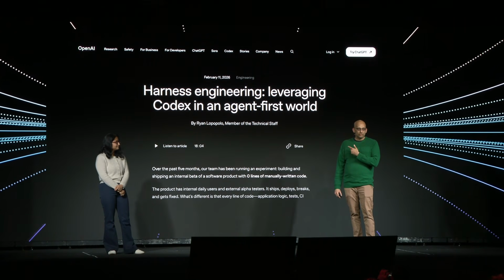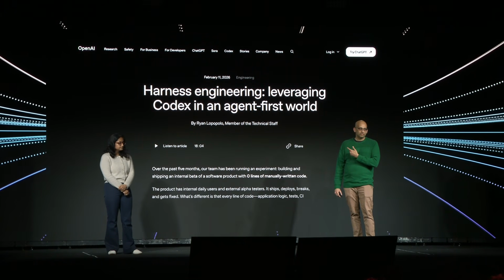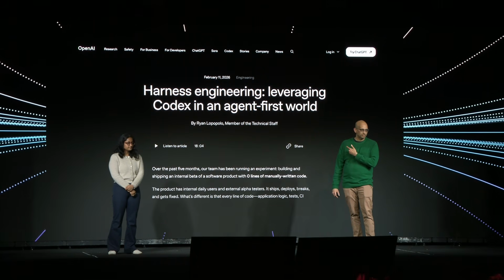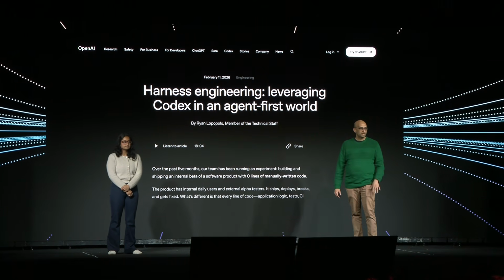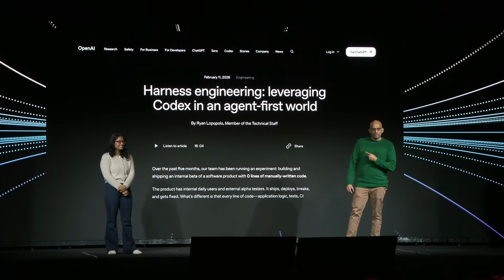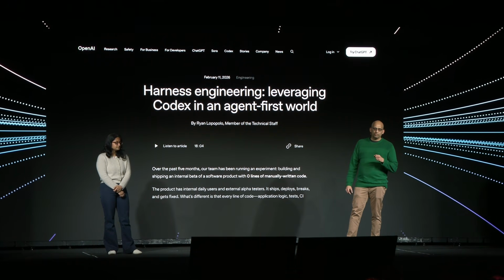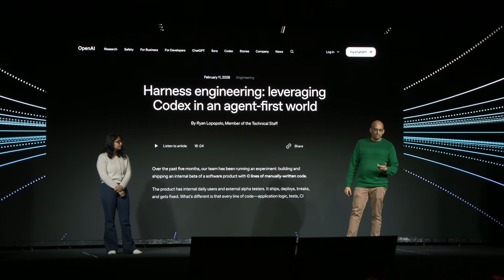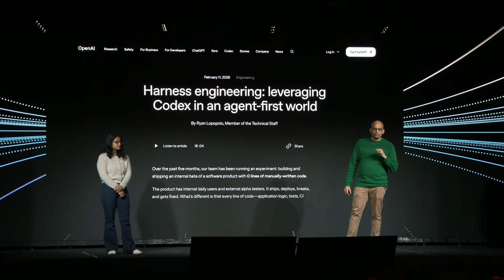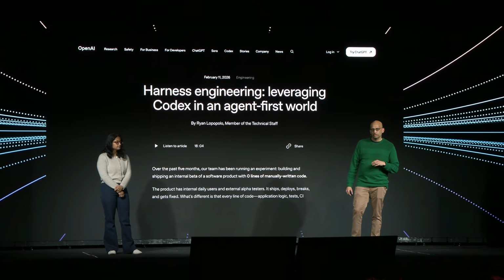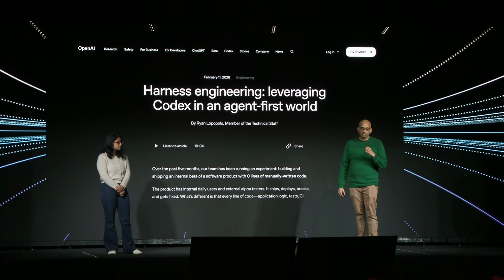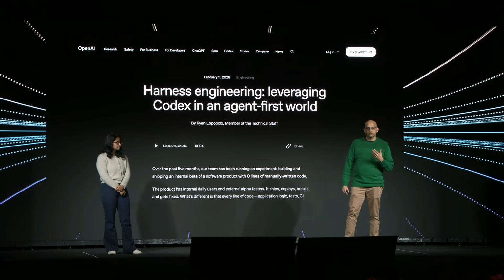y'all probably have seen this article already about harness engineering. Raise your hand if you've seen this. Okay, so about half the people. So if you haven't read this article, I highly recommend taking a look. But what it's about is a team at OpenAI. They use agents autonomously for a few months to build some very substantial software internally.